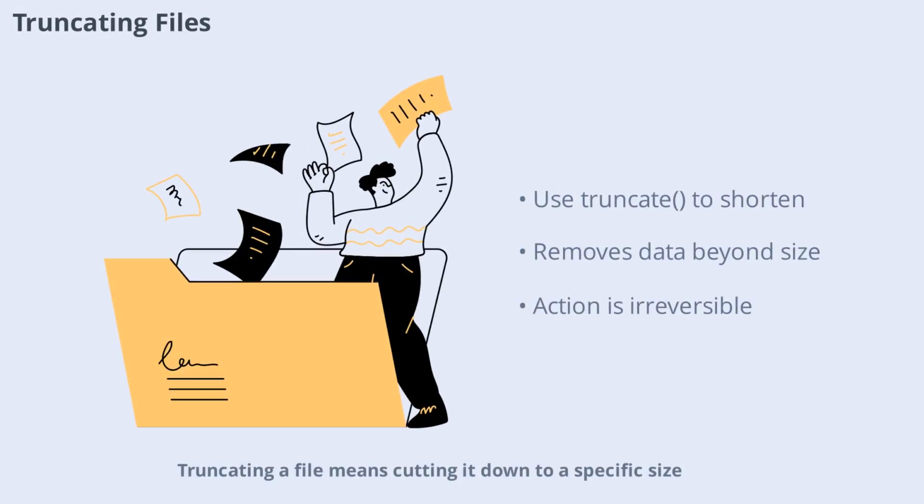Truncating a file means cutting it down to a specific size. The truncate method lets you shorten a file, which can be useful for clearing logs or resetting data. Be careful, as truncating removes data beyond the specified size, and this action cannot be undone.